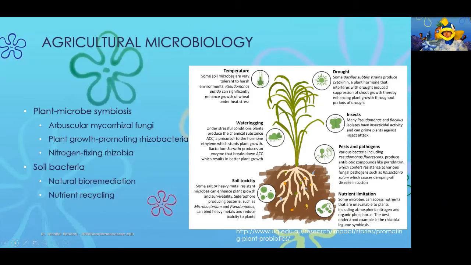Agricultural microbiology is not something people typically think of when they think of food. We tend to think of microbes that give us good food, right? Make food such as cheese or beer or bread. But we don't think about the fact that all organisms have microbiomes, including our crop species. So plant microbe symbiosis is incredibly important for healthy agricultural practices. You have fungi, rhizobacteria, nitrogen-fixing rhizomes, which are naturally part of the plant's life cycle and are required. You can have natural bioremediation and nutrient recycling by the soil bacteria.